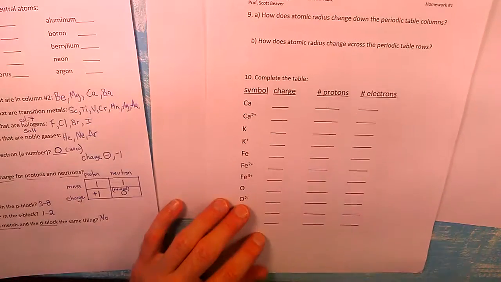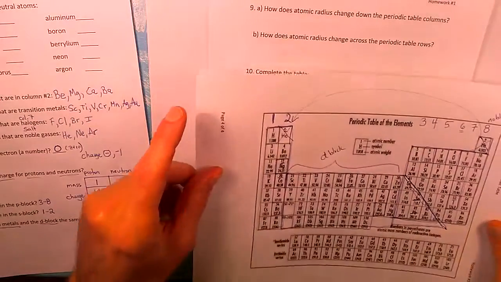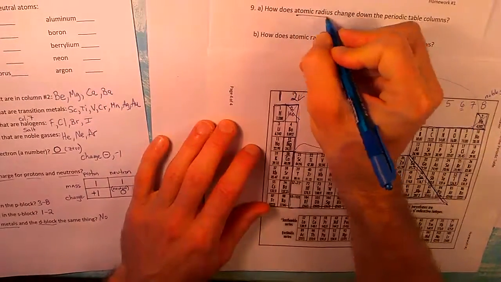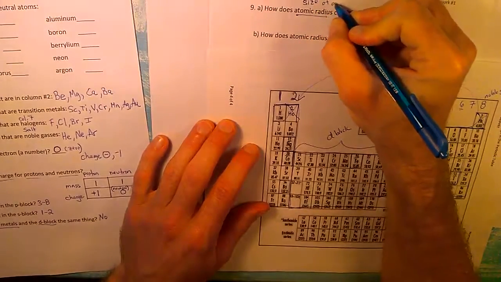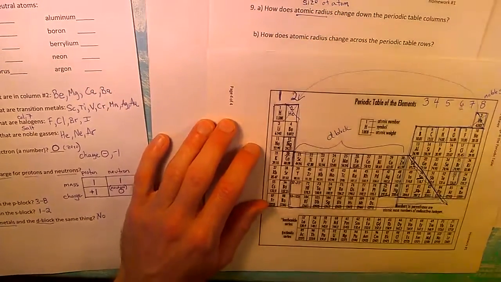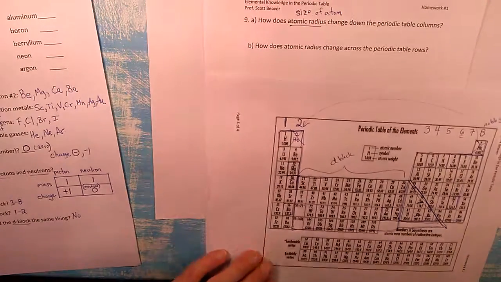Okay, so question 9, you might want to look at the class notes to see a picture for this or look on the internet. So we're talking about atomic radius. That's just a fancy word for saying the size of an atom, right? As you can imagine, all atoms are not the same size, right? They're all really, really, really small, but yet they are different sizes.